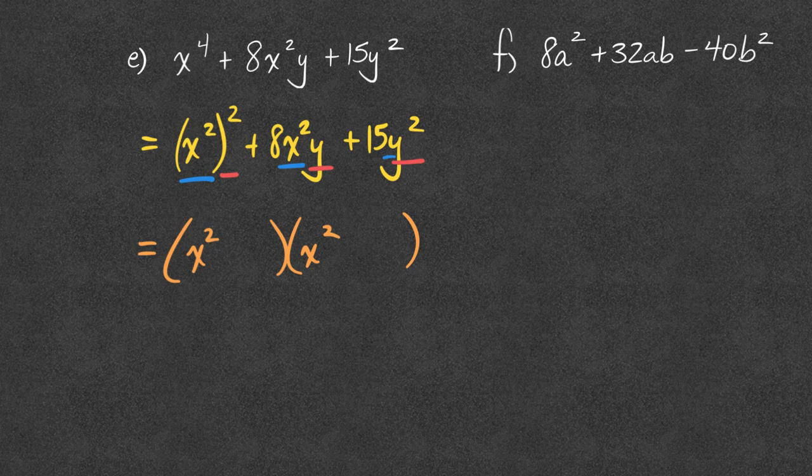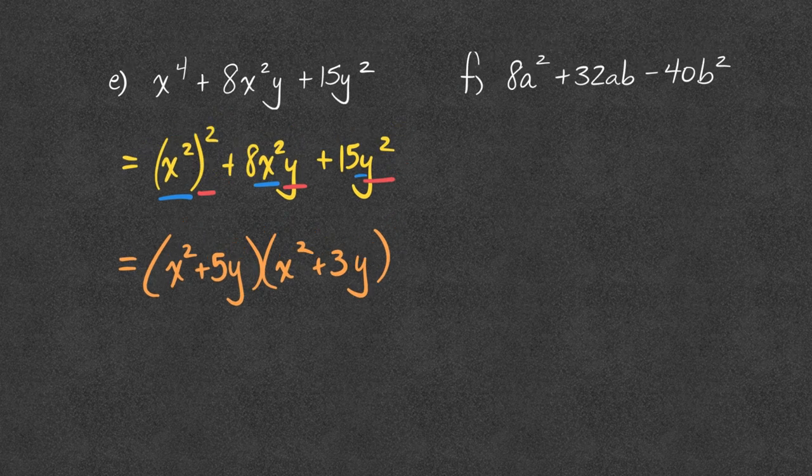Okay, it was a simple trinomial. So I'm looking for 2 numbers that multiply to give 15 and add to give 8. Hopefully we come in pretty quickly on a 5 and a 3. So I could have a 5 and a 3. But to ensure that I get my y squareds in there, I need both of those to be a y. There we go. There's my factored form.